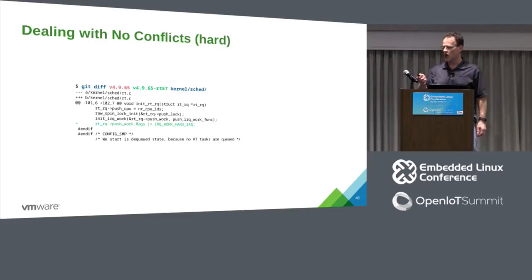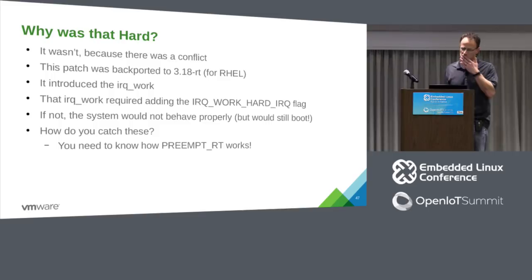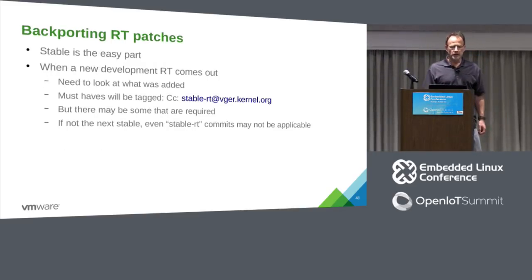So this, like I said, is one of the hard things that you have to be very careful about. And this is where I kind of explain what it is. So next is backporting RT patches. Stable is the easy part. Like I said, especially if there's no conflicts, it really is mundane. You just go through, run through a bunch of tests. You get a lot of Facebook reading in at the time. Or Google Plus for some of you.